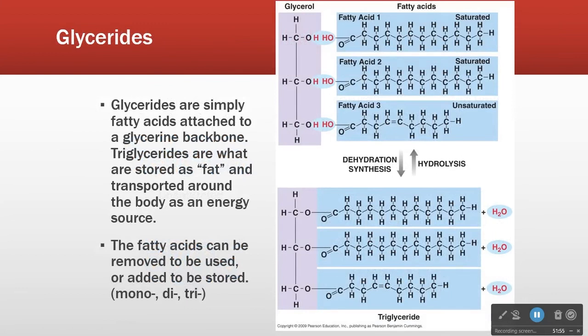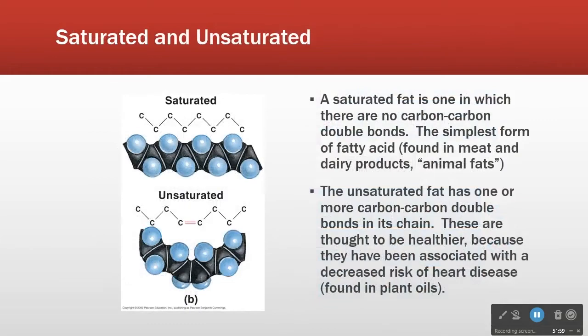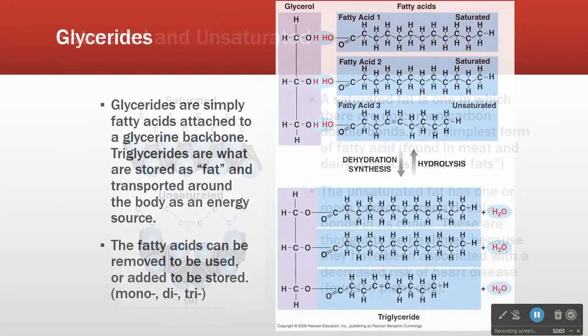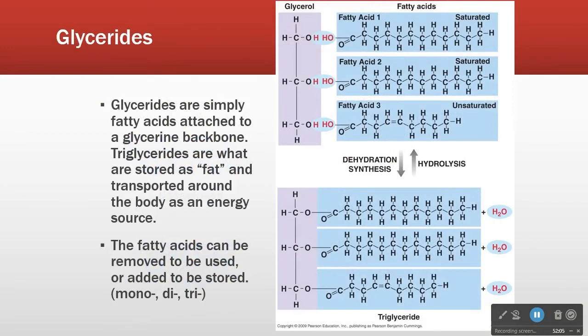Glycerides. A glyceride is a fatty acid, so one of those, okay? It's a fatty acid that we've attached to a glycerol backbone. All right, so let's do a little organic chemistry, right? So this is our glycerol over here. This is 3 fatty acids. 2 are saturated, 1's unsaturated, okay?